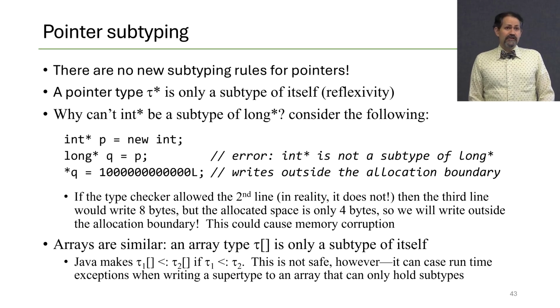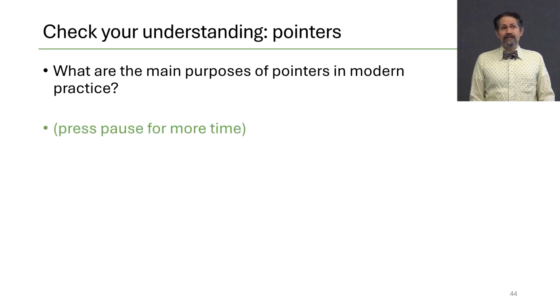The Java designers decided to do it anyway just because they felt the subtyping relationship would be useful, but we do pay a cost for that. That's part of the trade-off of language designs. Let's check our understanding about pointers.